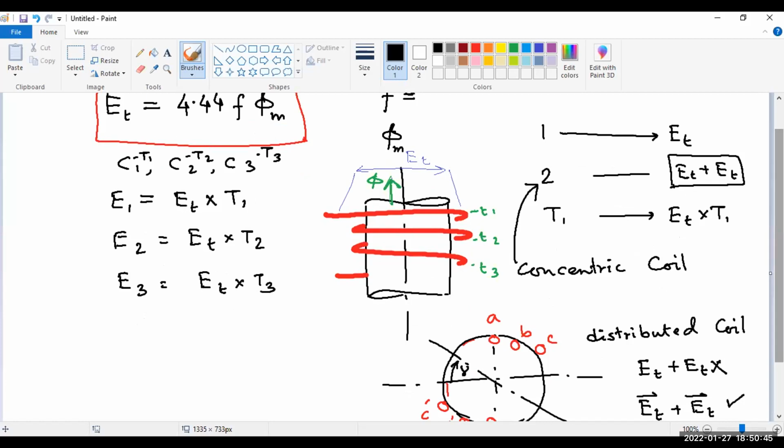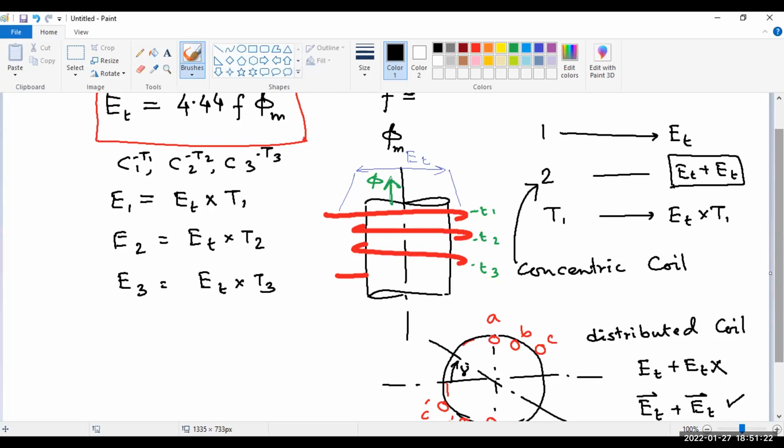So this is about the voltage. I've already mentioned that the voltage depends basically on the number of turns, because this E_T is constant for all of these. Once we know the E_T for any coil, we can find out the voltage. But E_T doesn't depend on the number of turns. EMF per turn doesn't depend on the number of turns. It is constant for all.